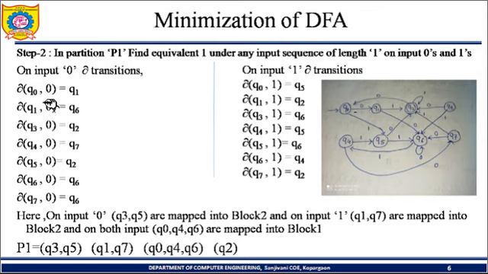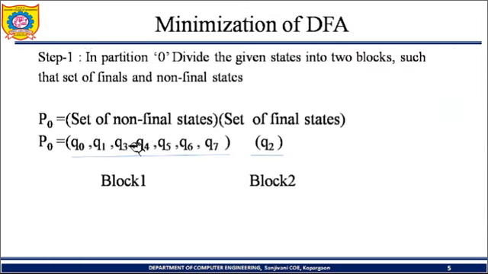Here you can see Q0 after accepting 1 it is in Q1. So Q1, Q6, Q7, Q6, Q7. Okay, sorry, Q6. So all these are mapped into the block 1. You can see partition P0, in that block 1 consists of all Q0, 1, 3, 4, 5, 6, 7, but in block 2 Q2 is there.